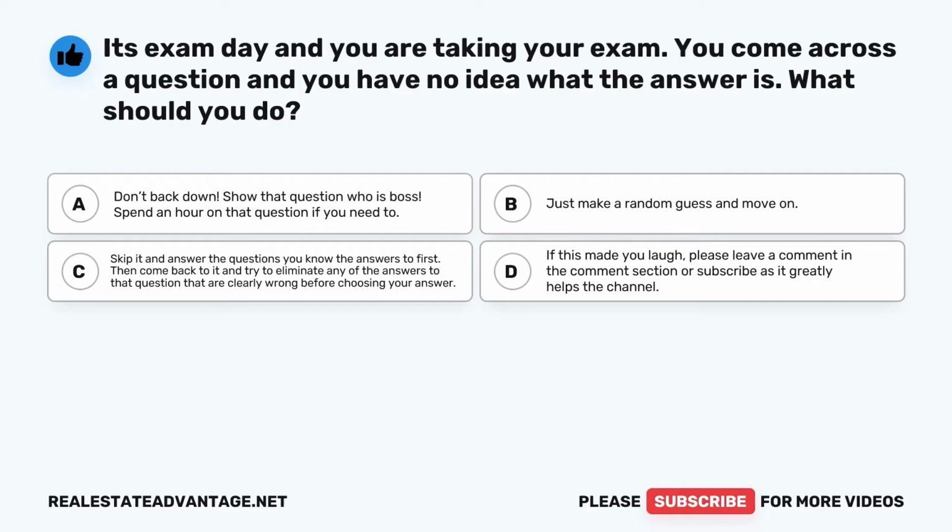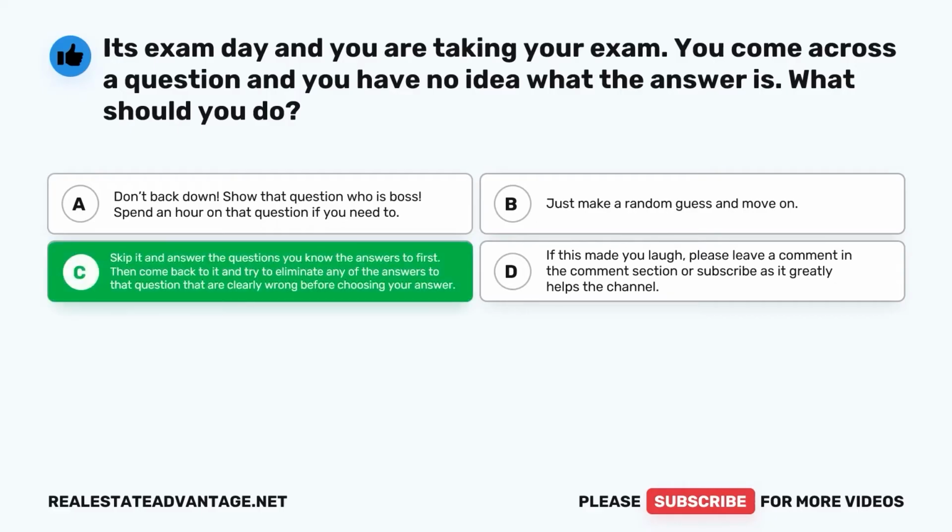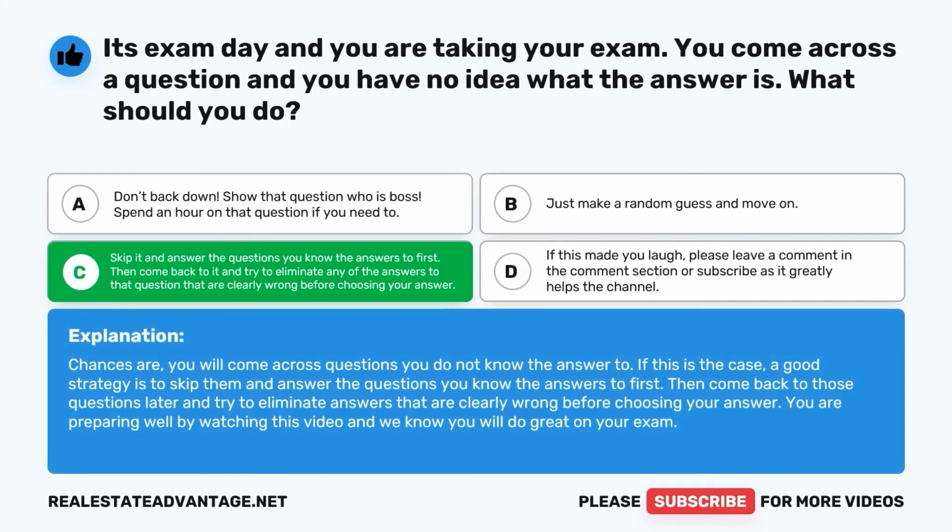The correct answer is C. Skip it and answer the questions you know the answers to first. Then come back to it and try to eliminate any of the answers to that question that are clearly wrong before choosing your answer. Chances are you will come across questions you do not know the answer to, and that's okay.